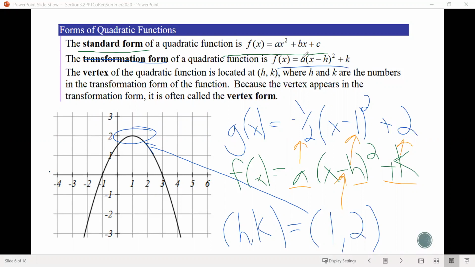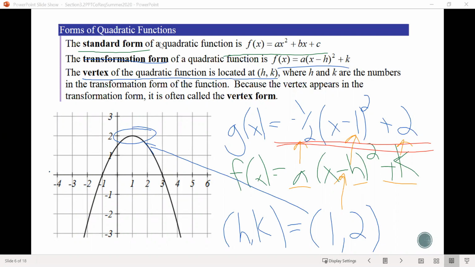And so that tells us that those values h and k give us the coordinates of what's called the vertex of the quadratic. Okay, so it says here the vertex of the quadratic is located at h comma k, where h and k are the numbers in the transformation form of the function. Because the vertex appears in the transformation form, sometimes the transformation form is called the vertex form. The moral story there is this form can help us identify the vertex of a quadratic.